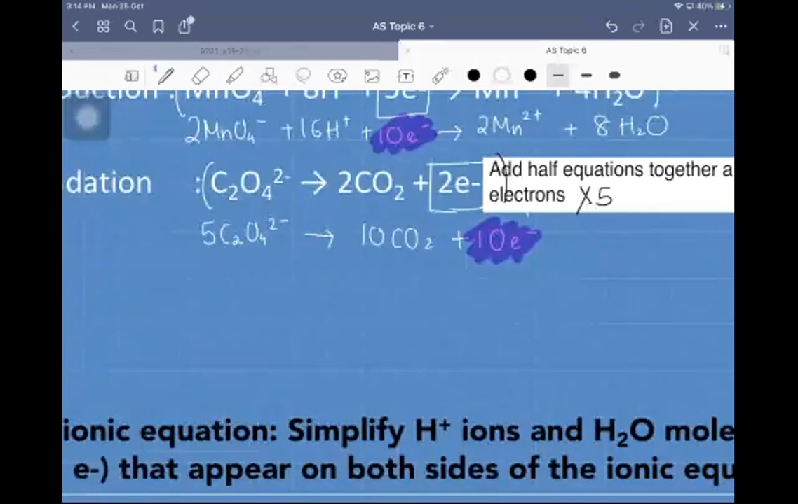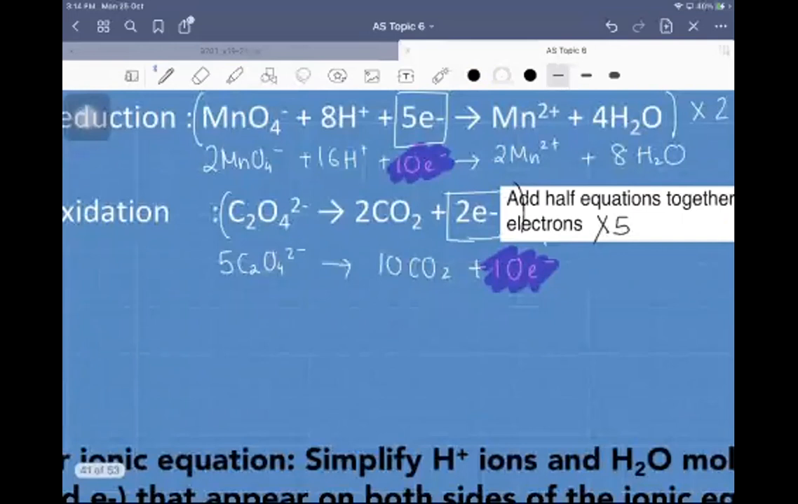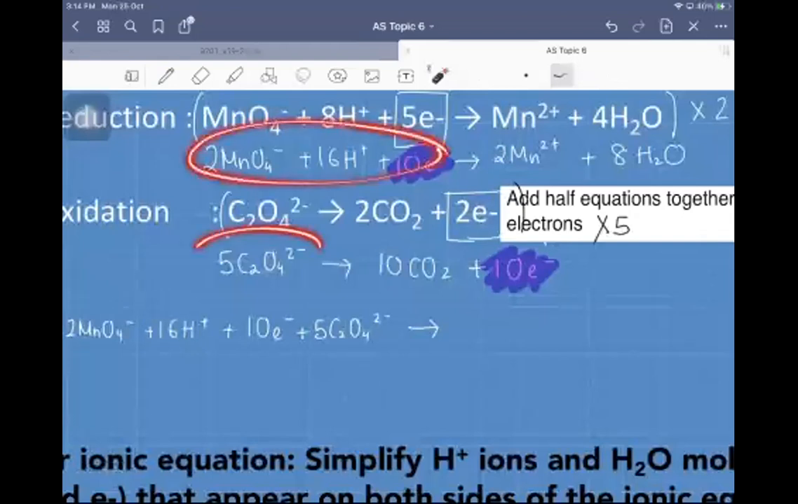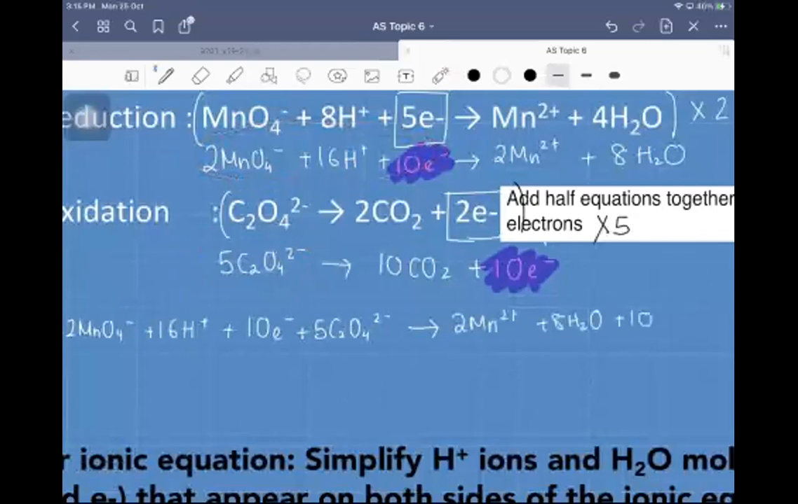It doesn't matter who you put first, but I like to deal with one half equation first and then followed by the other. So as I said, write down all your reactants on one side. MnO4 minus plus 16H plus 10 electrons plus 5 C2O4 2 minus. That's all your reactants. Double check again. Reactants reduction, reactants oxidation. Products 2 Mn2 plus 8 H2O plus 10 carbon dioxide plus 10 electrons. Next is to simplify your equation. You've got 10 electrons on both sides. They cancel out.